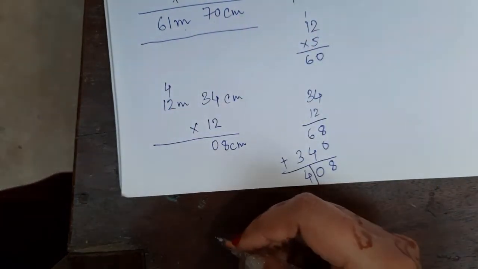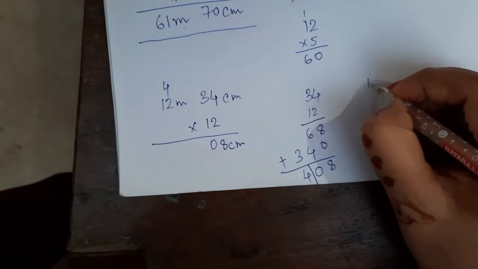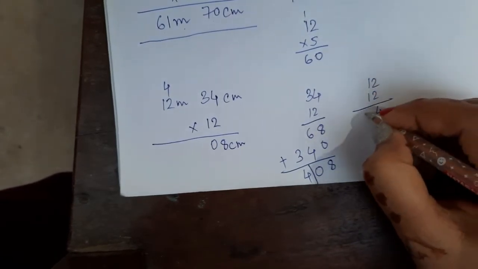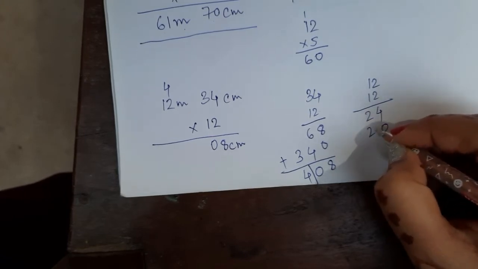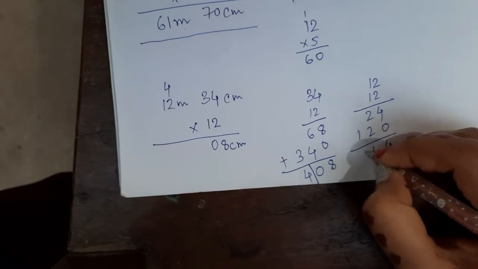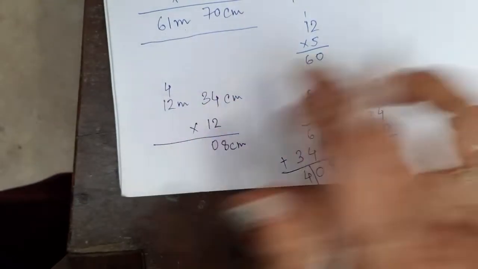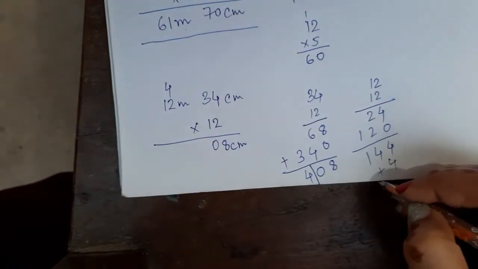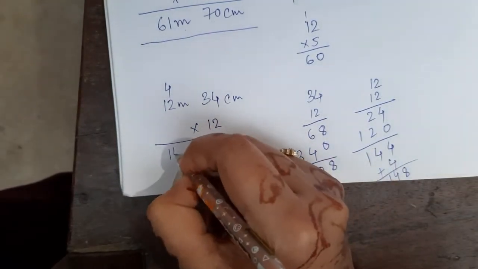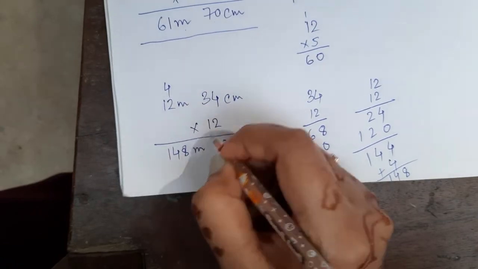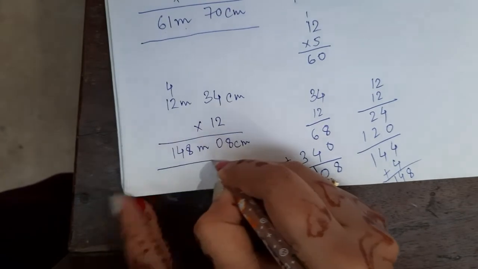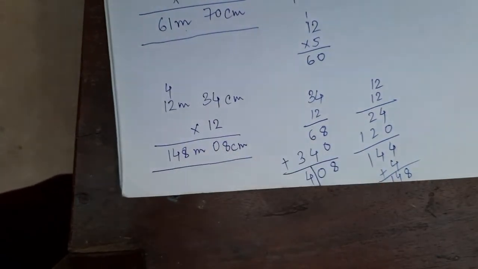4. 12 into 12 is how much? 144. 2 2s are 4. 1 2 1s are 2. 0 1 2s are 2. 1 1s are 1. 4 4 1. 144 plus 4 plus 4. 8 4 1. 148 meter. 0 8 means 8 only. 148 meter 8 centimeter is the answer.